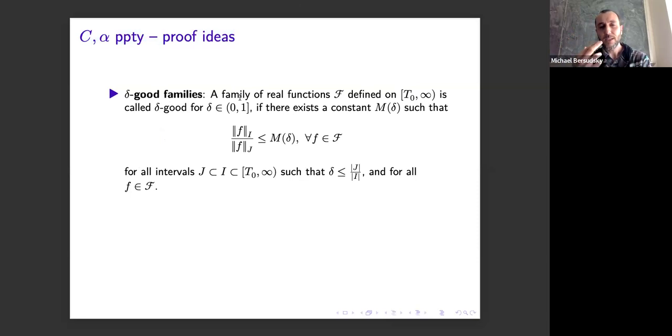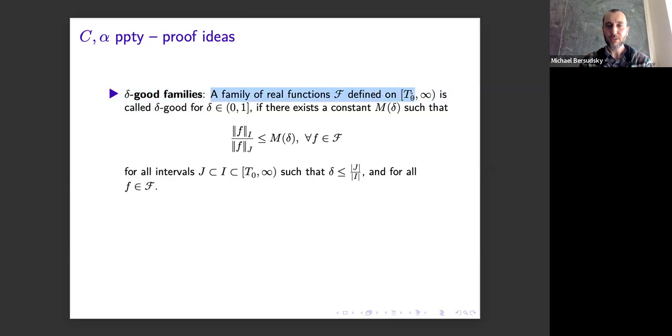So the first thing is to state a different statement which will imply the C alpha good property, which will be more convenient to use with this o-minimal structures theory. So instead of C alpha good, I'm going to consider delta good. So what is delta good?